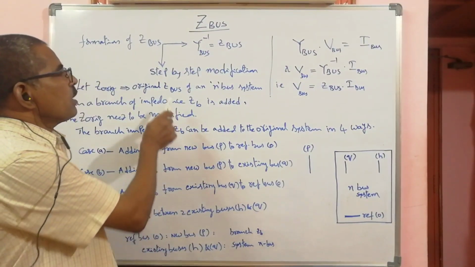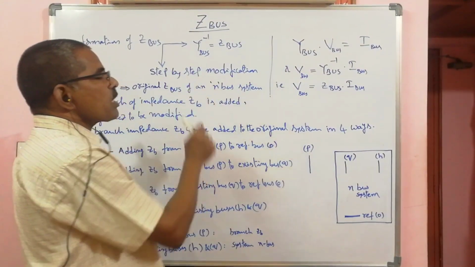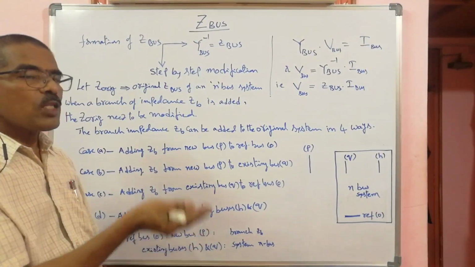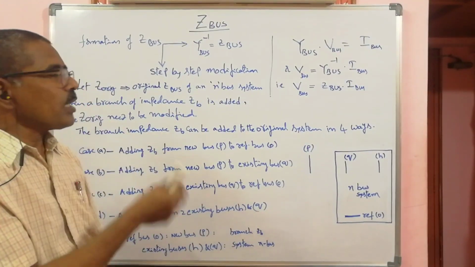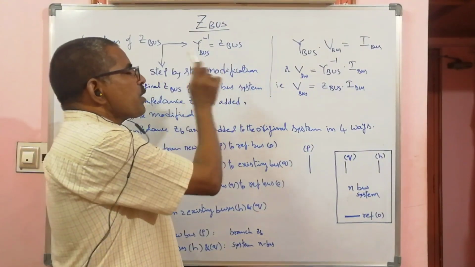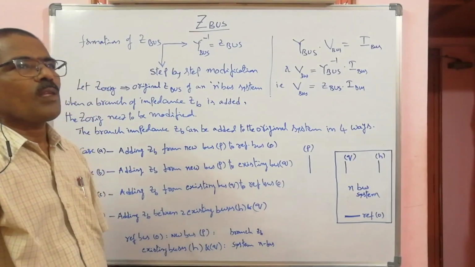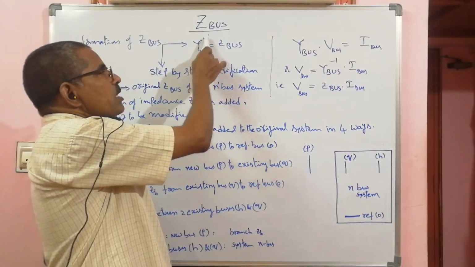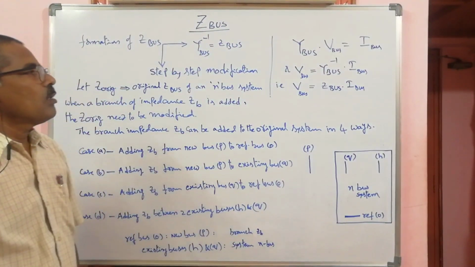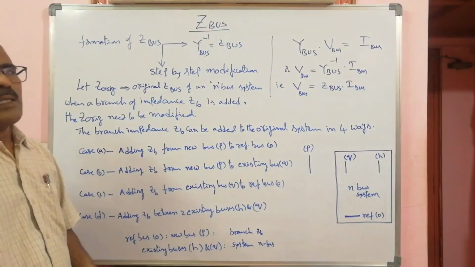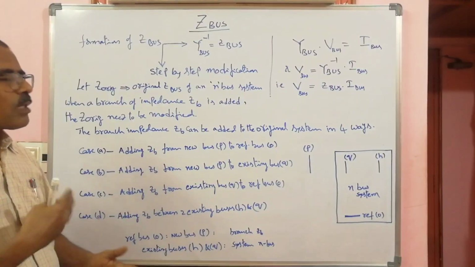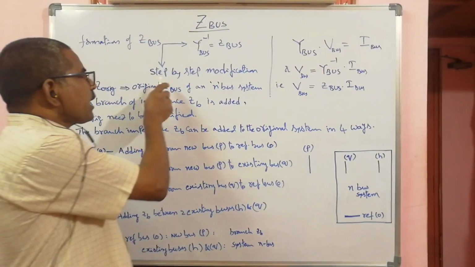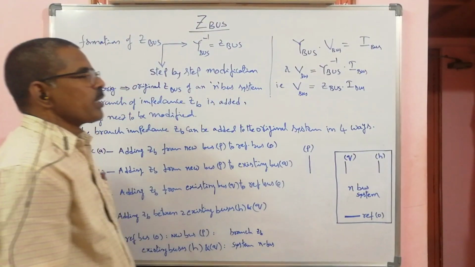The second one is the step by step modification method. We do not directly get it step by step as we did in case of Y bus, but it is a step by step modification method. So one method is to form Y bus and take its inverse, thereby you can get Z bus. If Y bus is n by n, Z bus is also n by n. Both are square matrices. And the second method is the step by step modification method.